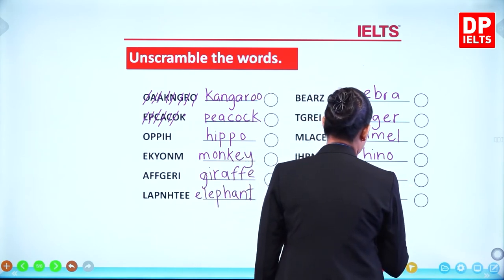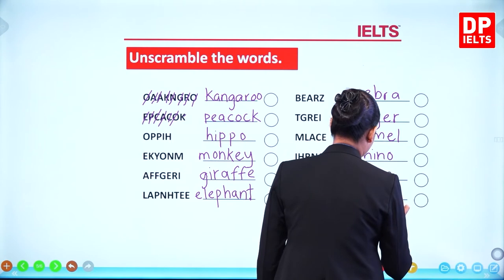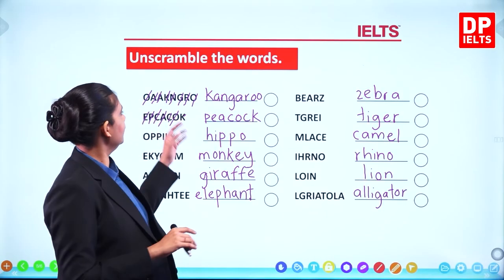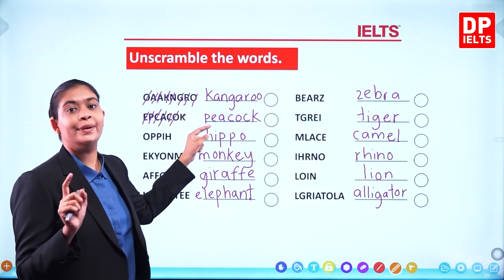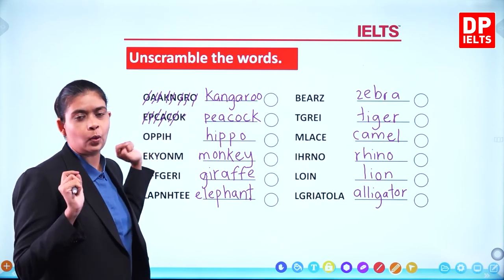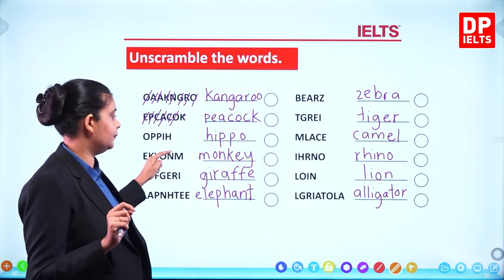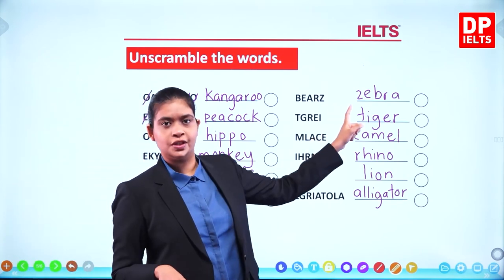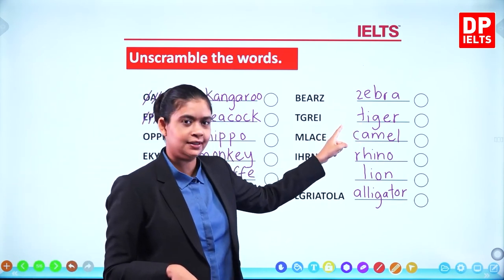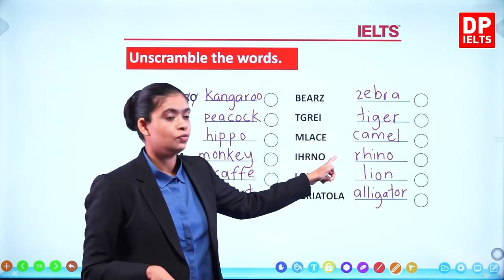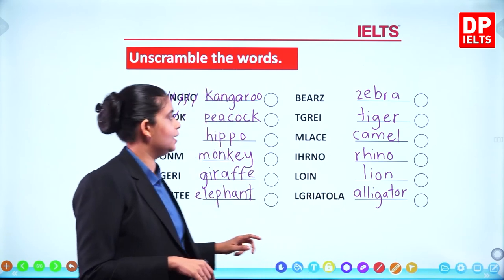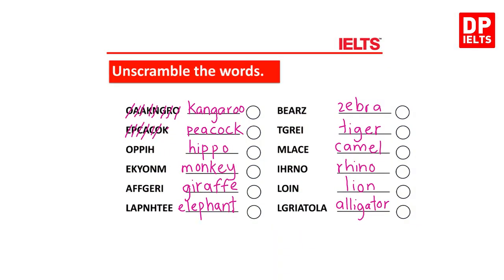Next one is alligator. Looks a bit like a crocodile, but it's actually an alligator. Okay? Kangaroo. Peacock. Hippo, monkey, giraffe, elephant, zebra, tiger, camel, rhino, lion, alligator. Okay? Right.